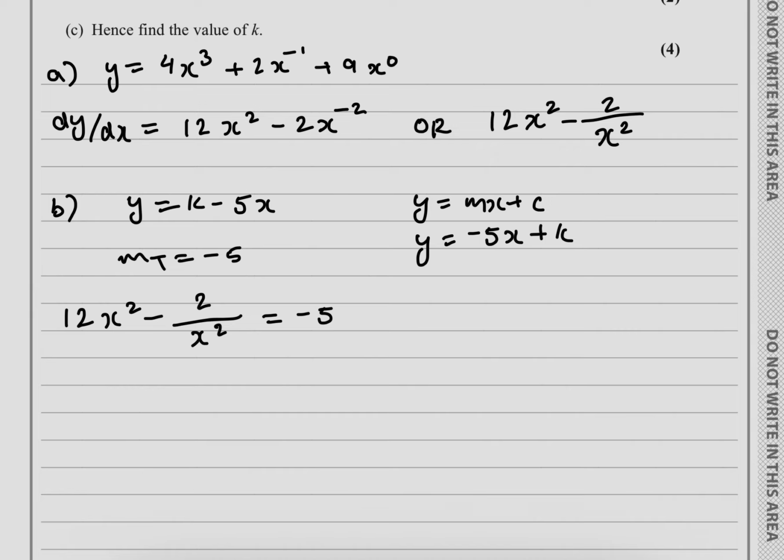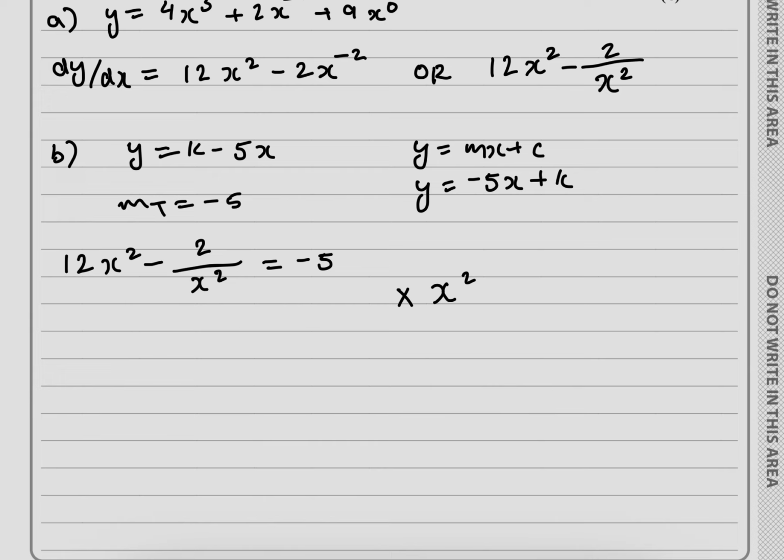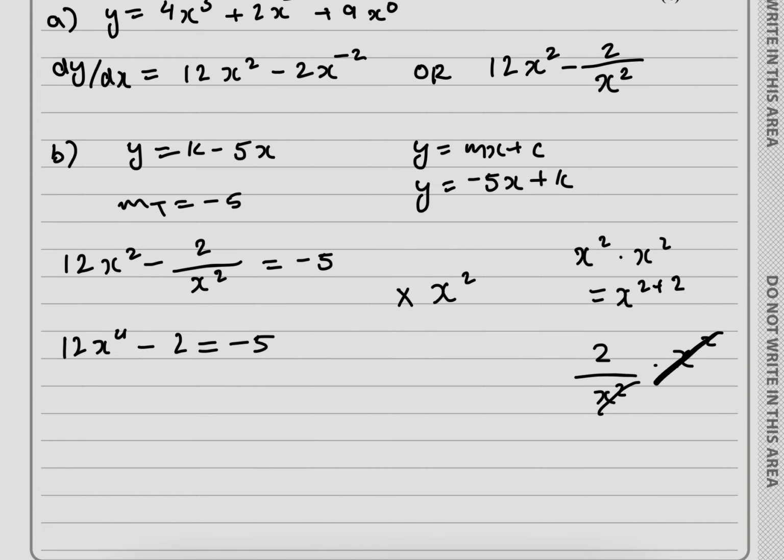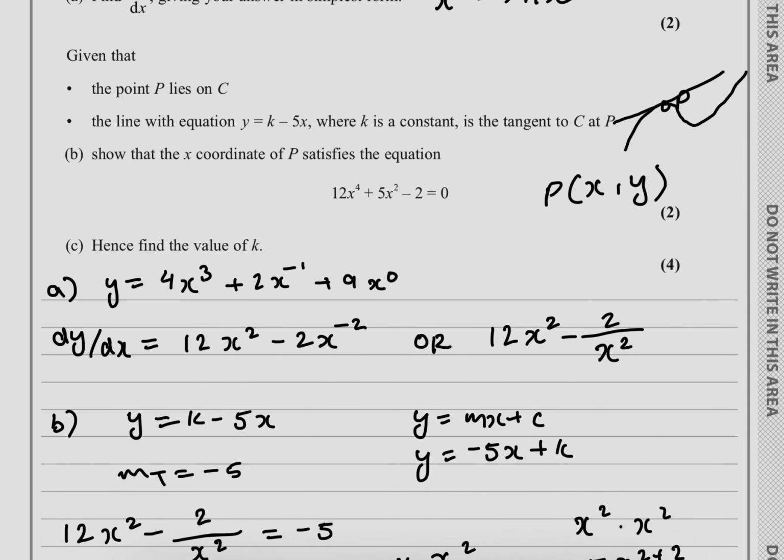Multiply everything by x squared. So 12x squared times x squared becomes 12x to the power 4, because x squared times x squared is x to the power 2 plus 2. Minus 2 over x squared times x squared cancels out. Minus 2 is equal to minus 5x squared. Just rearrange that. So 12x to the power 4 plus 5x squared minus 2 is equal to 0. And there we go, that's part B solved.